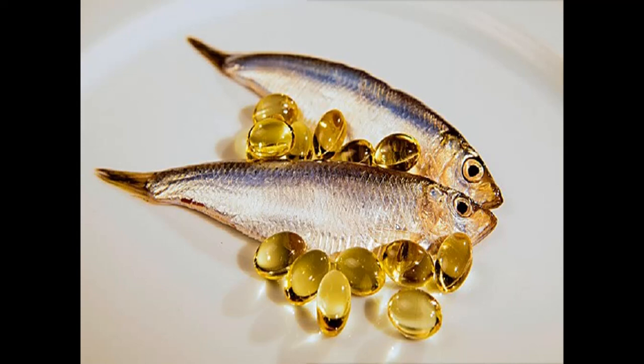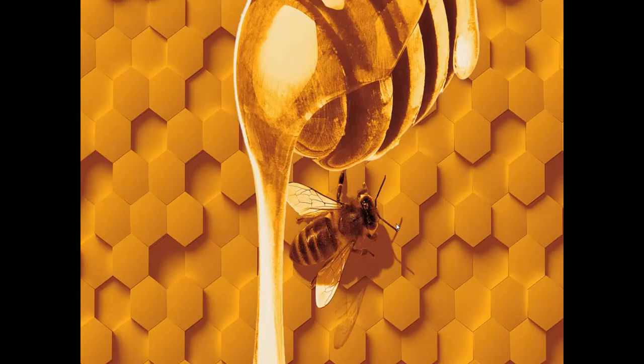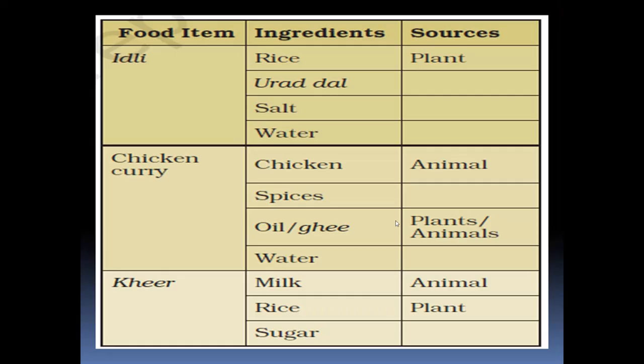Here again an image of fish. We eat fish as a rich source of protein and also we get fish liver oil. Cod liver oil is obtained from fish and is rich in vitamin E. Again, can you identify this image? This is an image of honey that is obtained from the insect honeybee. So all these are examples of the different sources of food that are obtained from animals.